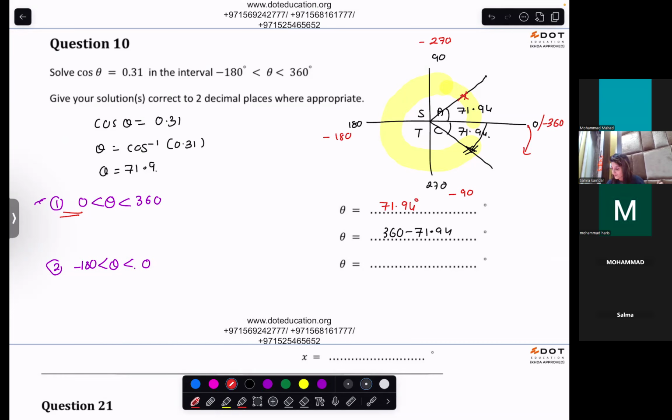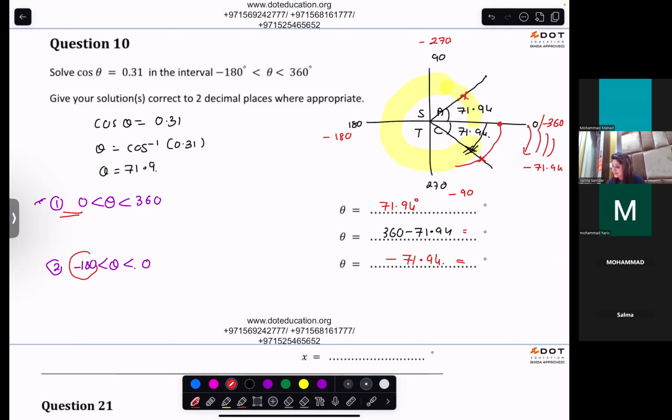Because my range is the negative range, I will go in the reverse direction. I'm starting from 0, going the other side, and I'm hitting it over here. Because I'm going in this direction, my angle will no longer be 71.94, but it is going to be minus 71.94. So my third theta would be minus 71.94. I hope you're with me.